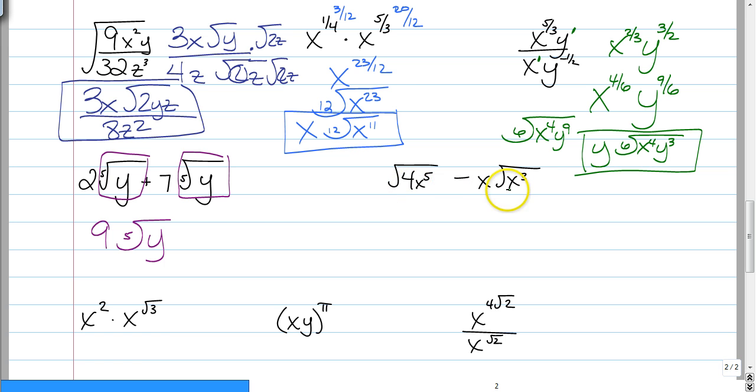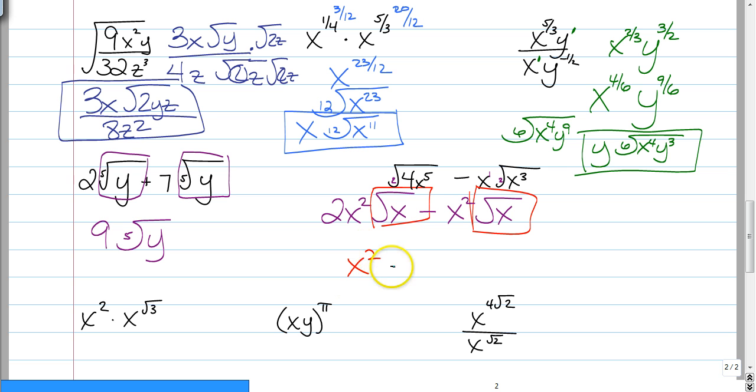This one, they're not the same. However, this is a square root. So the square root of 4 is 2. 2 goes into 5 twice with a remainder of 1 on the inside. Minus, this is a square root. 2 goes into 3 once. There's already 1 outside, so that becomes x squared. And then you're left with 1 inside. Now, these are actually the same. So we have 2x squared minus 1x squared, which is x squared. And then, of course, your root x. So that's adding and subtracting.